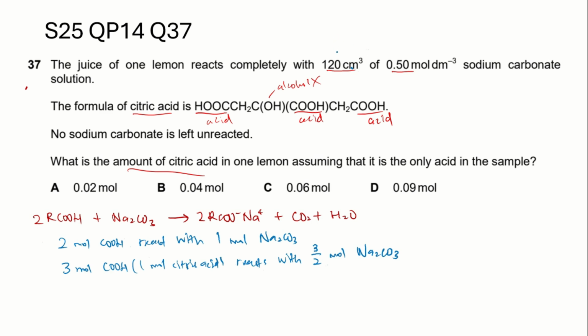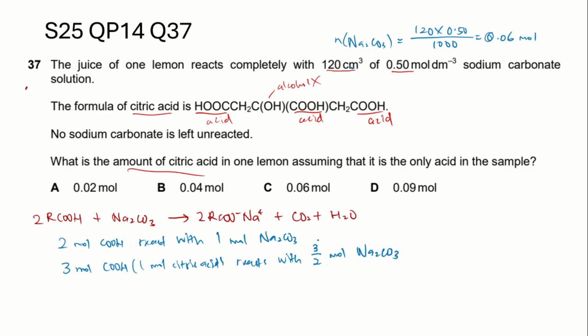In this question, we are given the volume and also the concentration of sodium carbonate solution. We can find the number of moles of sodium carbonate used in the reaction. CV over 1000 is the formula. So this gives us 0.06 mole of sodium carbonate.